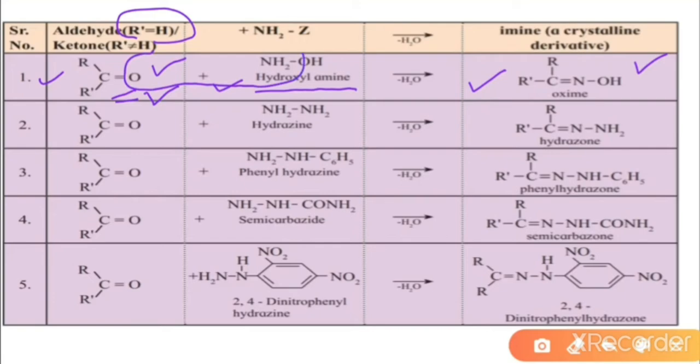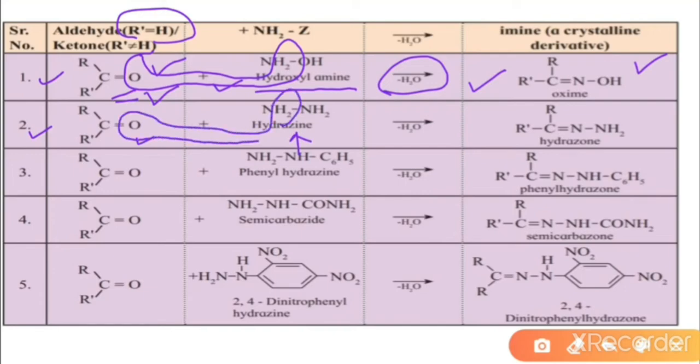This hydrogen is removed with the oxygen. In this way dehydration takes place. Second reaction, aldehyde or ketone when treated with hydrazine. Similarly, hydrogen is removed with oxygen in the form of water, and corresponding hydrazone is obtained, meaning aldehyde hydrazone or ketone hydrazone is obtained.